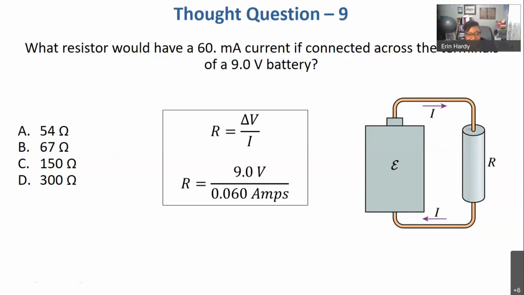We have two kind of externally measurable quantities. Delta V can come off of a voltmeter. The current can come off an ammeter, just as we worked with last week. So this ratio of 9 volts to 0.060 amps is going to yield a resistance value of 150 ohms.